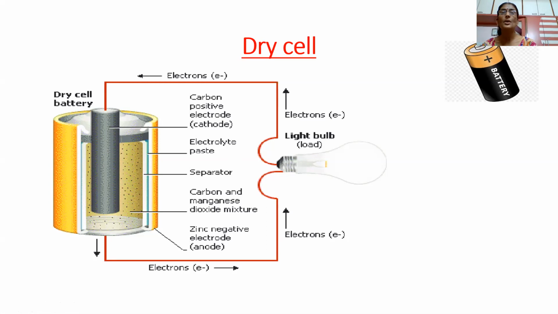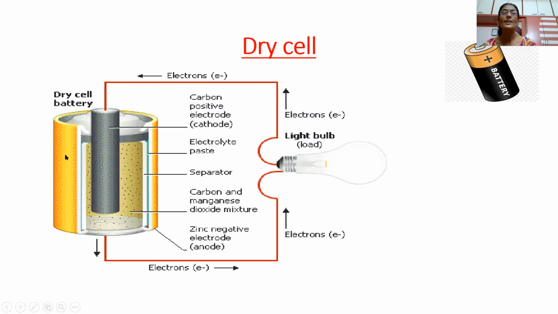Around it, carbon and manganese dioxide MnO2 powder is sprinkled. Carbon and manganese dioxide MnO2 powder is sprinkled around it. This is the construction of the dry cell.